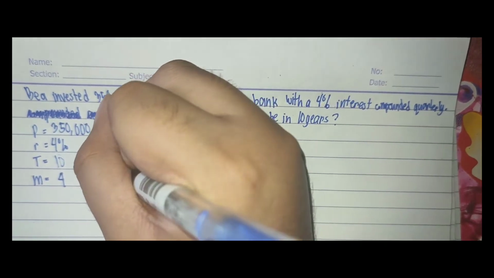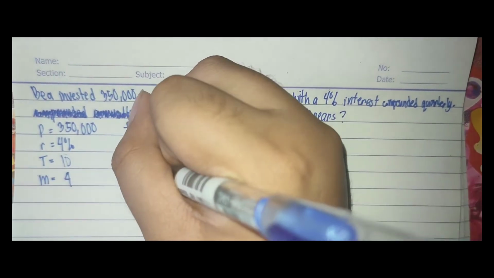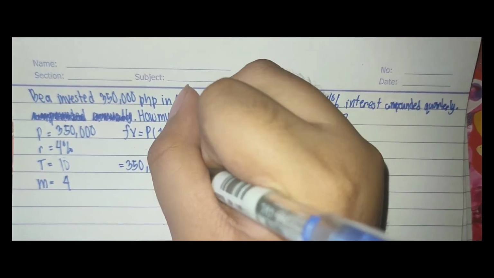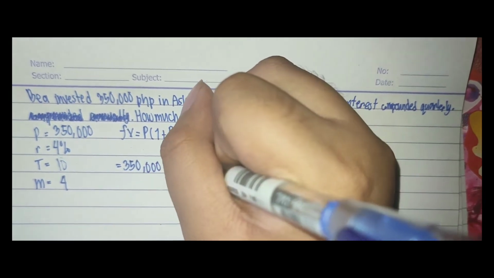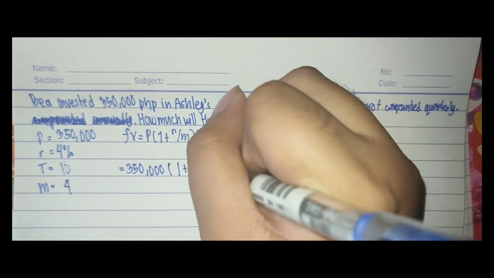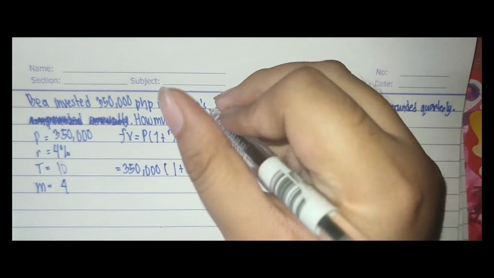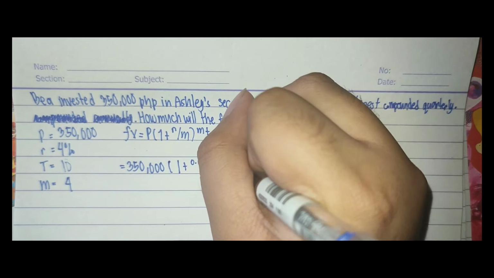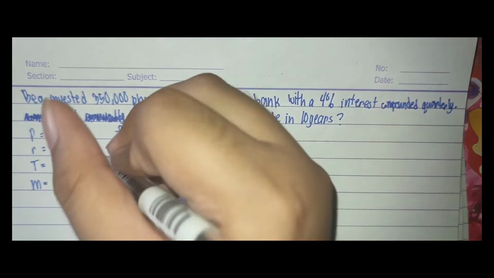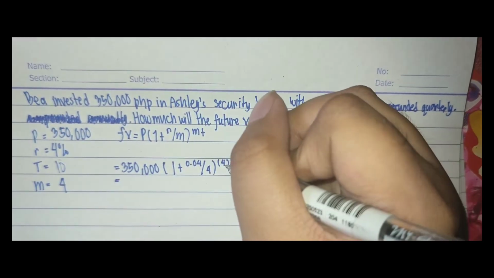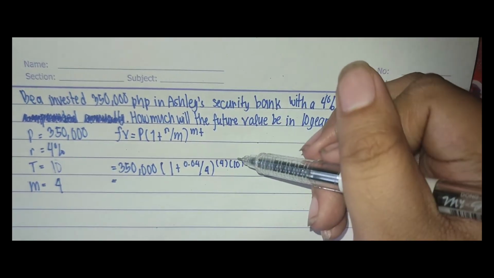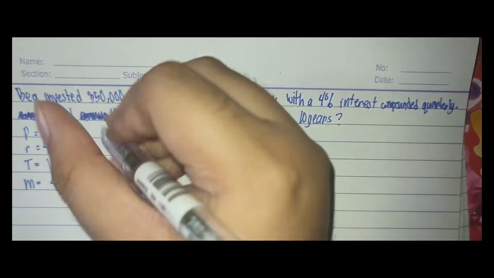Then, 1 plus 0.04 over 4. Then, ang M natin dito ay 4 na. Then, time is 10 years pa rin. Next, ang gagawin naman natin ay ipagta-times natin to sa isa't isa, yung 4 pati 10.